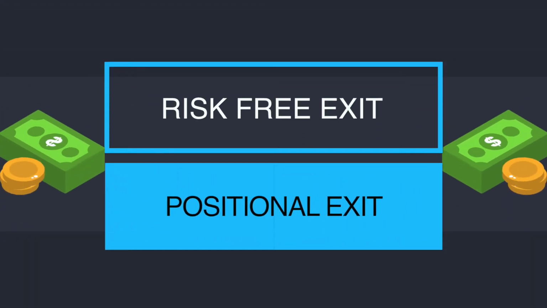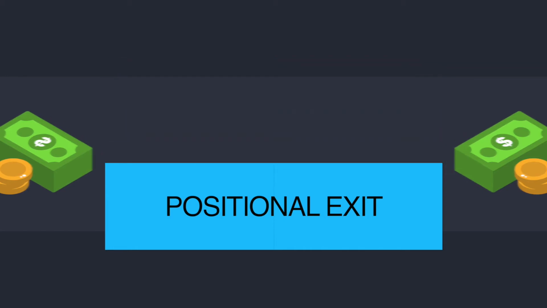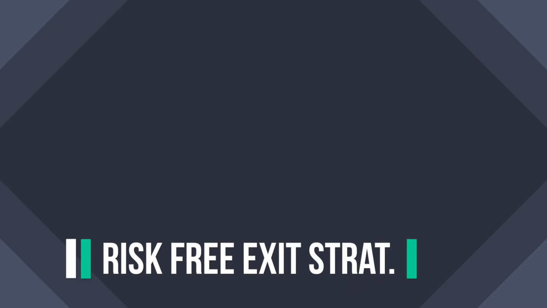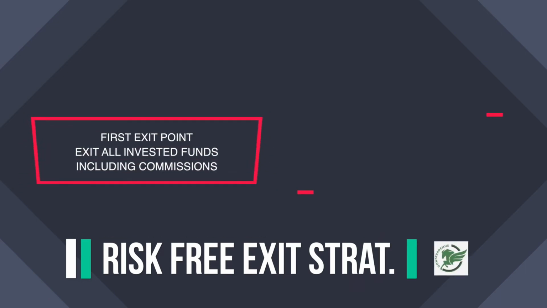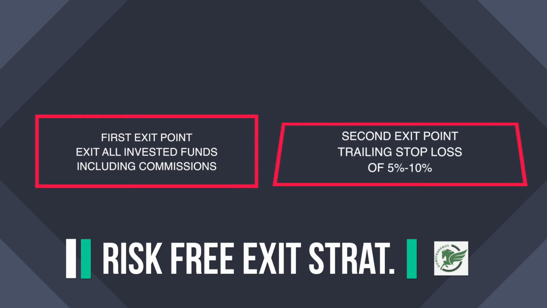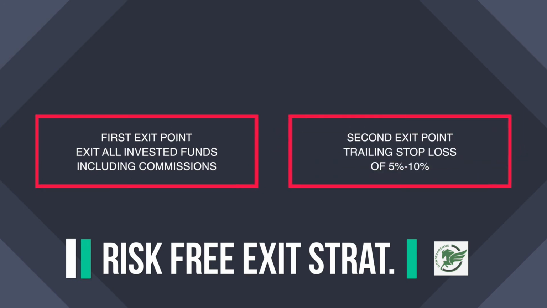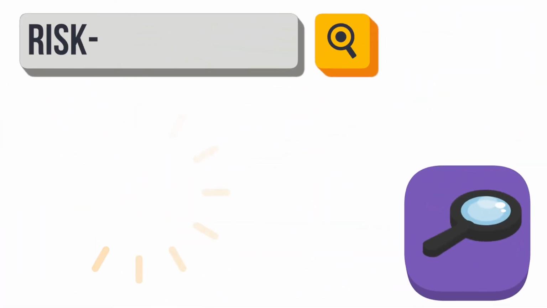For the exit strategy, we will discuss two different exit approaches. There is the risk-free exit and the positional exit. First, we'll talk about the risk-free exit. For your first exits, exit all invested funds including commissions, and for your second exits, do a trailing stop loss of 5% to 10%. This means that as soon as you see your trade dip by 5% to 10%, you should exit and collect your profits.